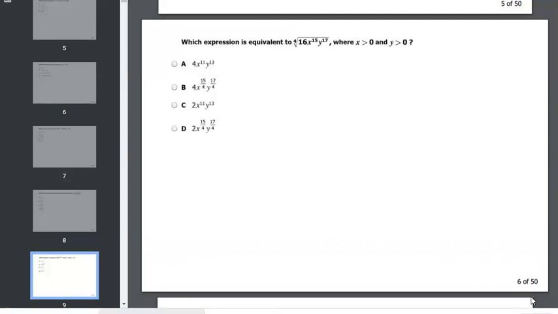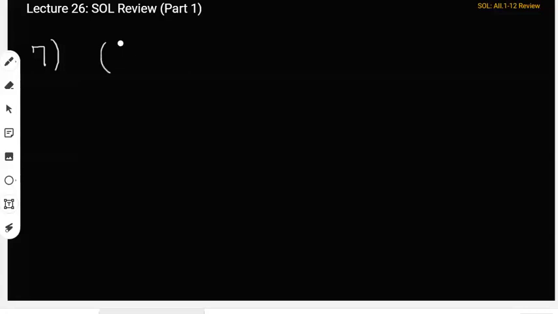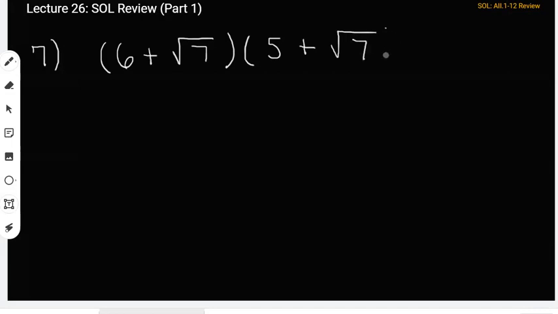Let's look at 7. 7 says, which is equivalent to 6 plus square root of 7 times 5 plus square root of 7. So we've got 6 plus square root of 7 times 5 plus square root of 7. For this one, since I have 2 terms right here and 2 terms over here, I can use the FOIL method.